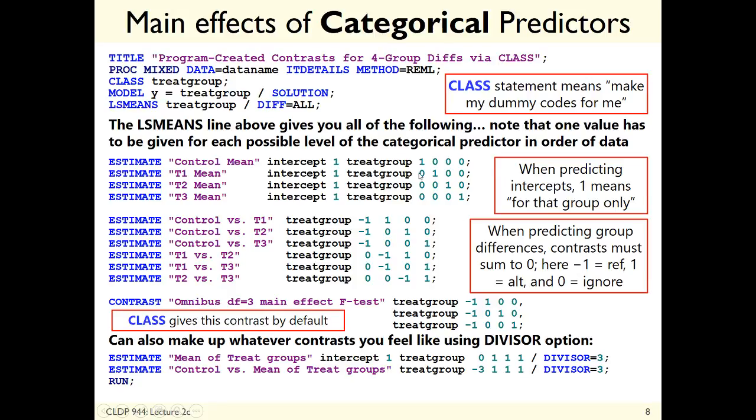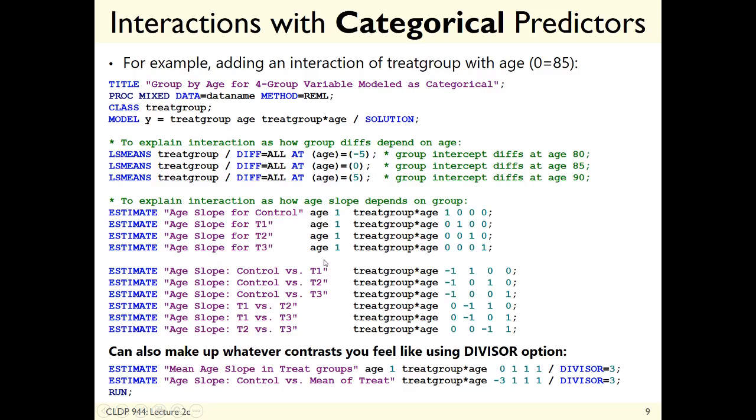So if you just want group means and pairwise differences, LS means diff equals all gives that to you. If you want anything more interesting, including group differences and interaction terms, you're going to have to ask for it. For instance, group differences with age. The model line, treatment group, age, treatment group by age. That's all I have to type. Every time I say treatment group, SAS knows that it needs to throw in 3 terms to deal with all differences between the 4 groups.